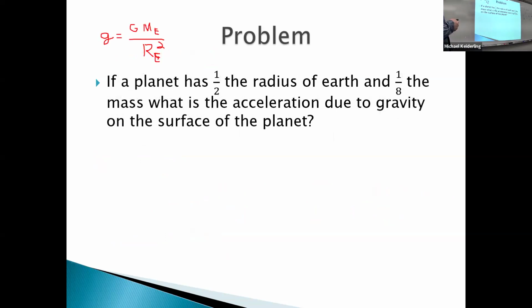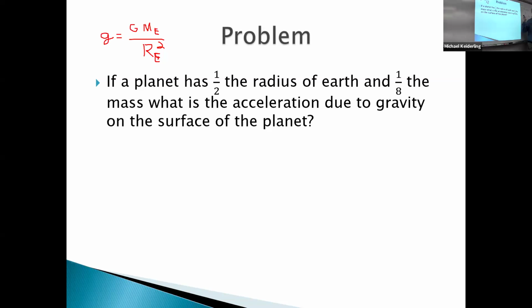So here, knowing that little g is big G times mass of the Earth over radius of the Earth squared, if a planet has half the radius of the Earth and 1/8 of the mass of the Earth, what will the acceleration due to gravity be on the surface of the planet?